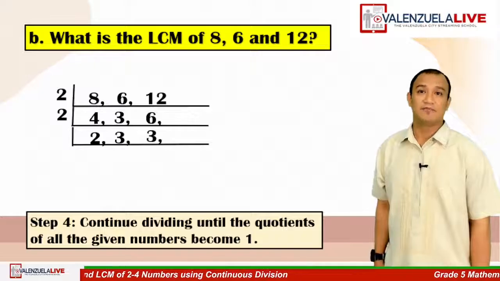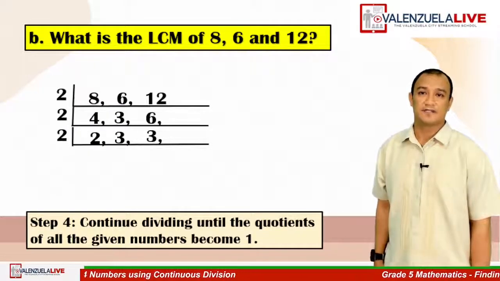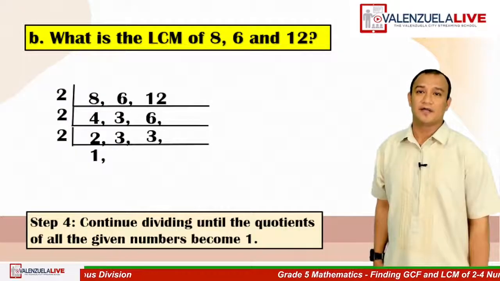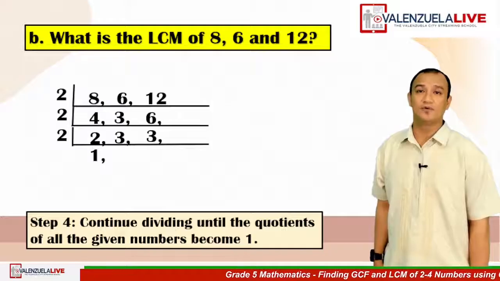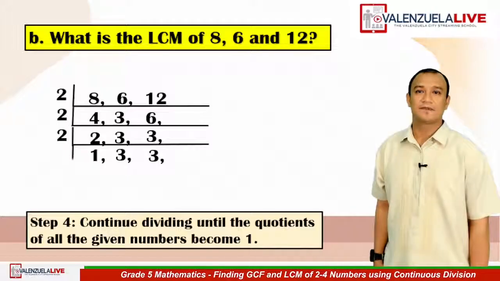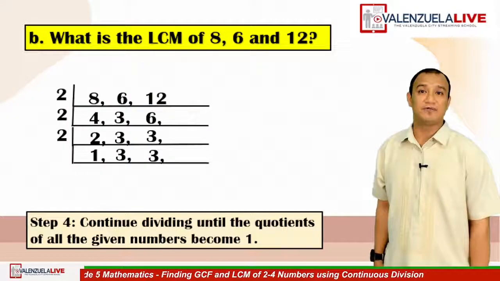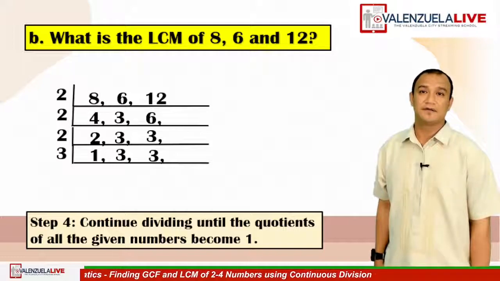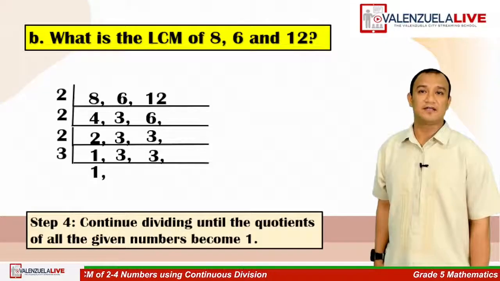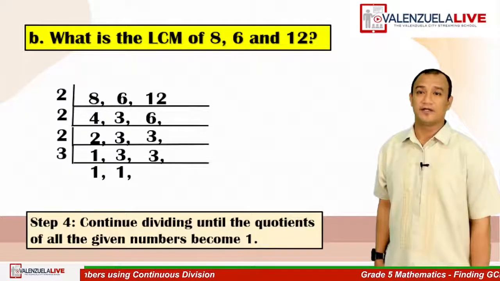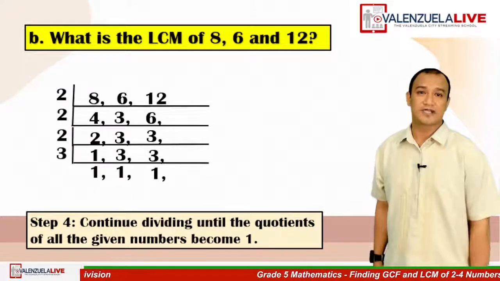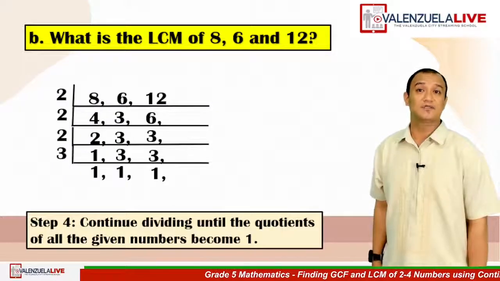Next, let's have another prime divisor. Let's have 2. 2 divided by 2 is 1. And 3 is not divisible by 2, so just bring down 3. And just bring down another 3. Now, let's have another prime divisor. Let's have 3, and let's divide. Just bring down 1, and 3 divided by 3 is 1. Another 3 divided by 3 is 1. Now, since all the quotients become 1, let's proceed to step 5.